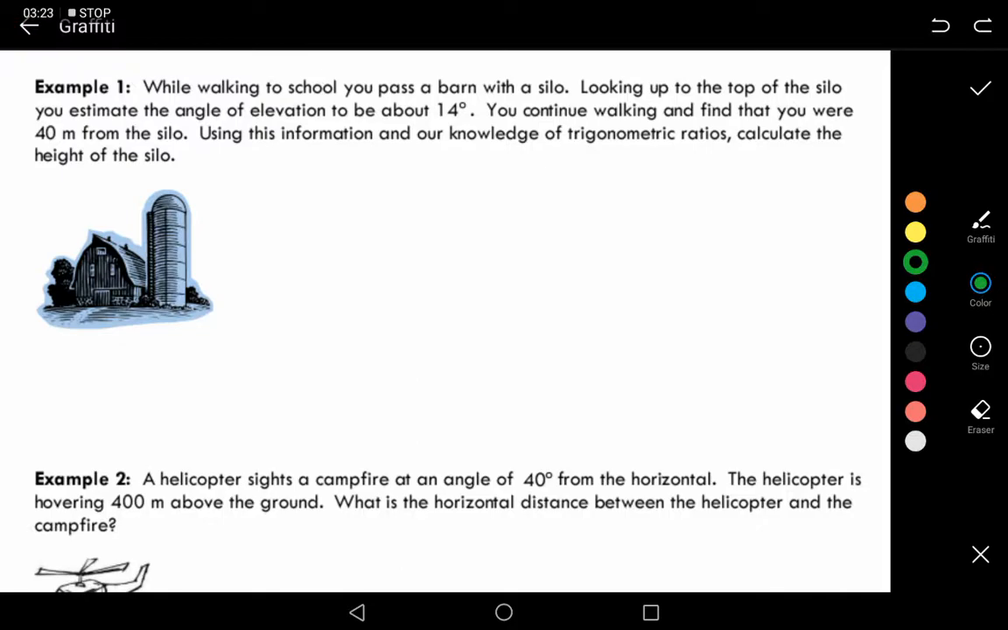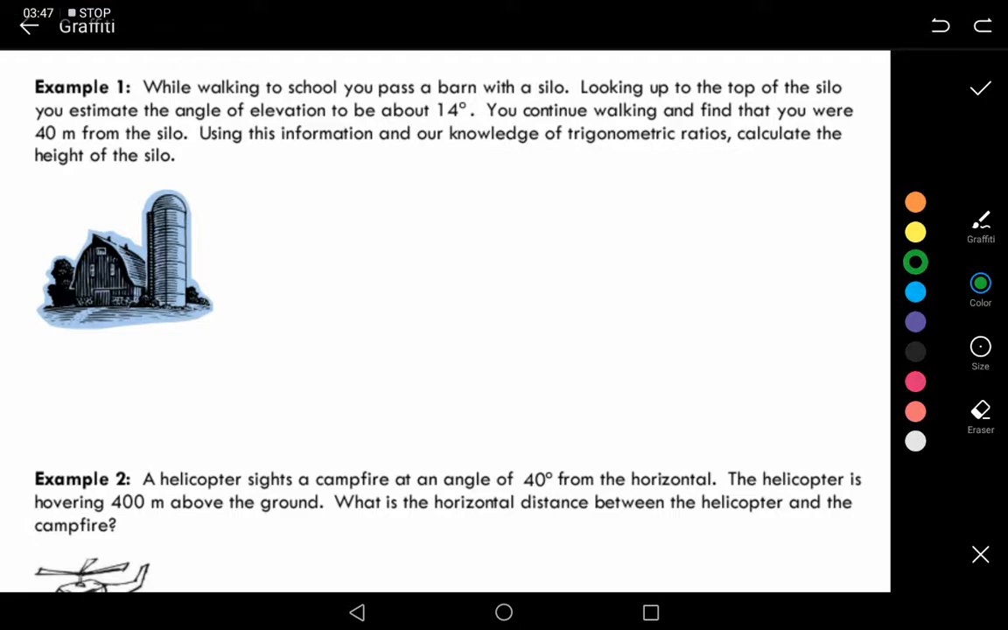So example 1 says, while walking to school, you pass a barn with a silo. Looking up to the top of the silo, you estimate the angle of elevation to be about 14 degrees. You continue walking and find that you were 40 meters from the silo. Using this information and our knowledge of trigonometric ratios, calculate the height of the silo.